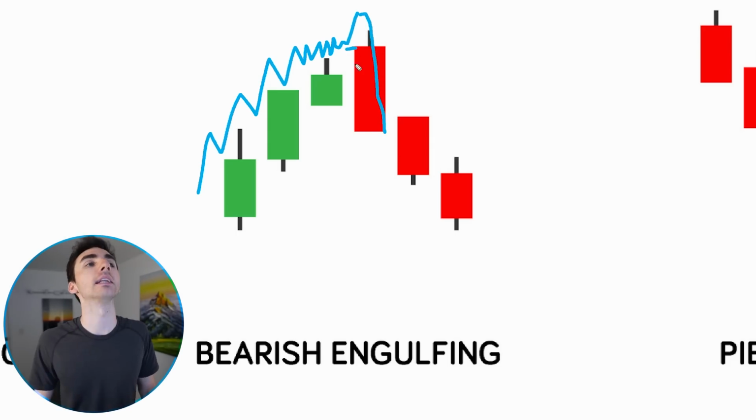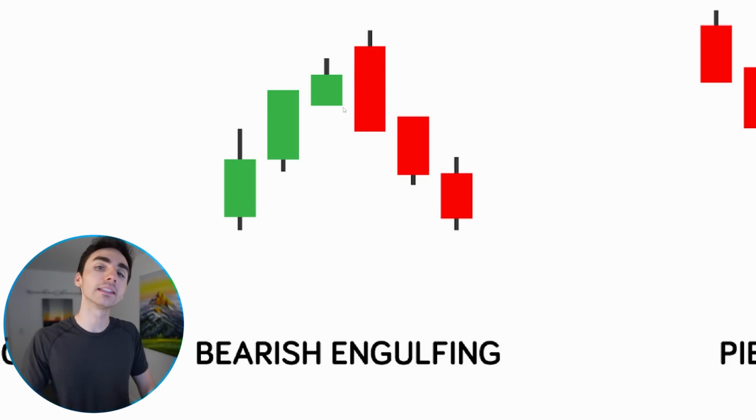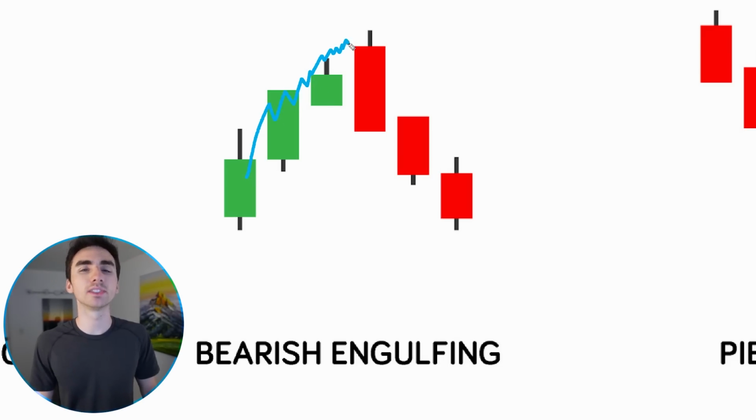It's essentially engulfing the whole previous candlestick. And so what that is trying to tell you is it's a massive switch in momentum. The market kind of slowly goes higher, slows down, loses its upward momentum, and then there's a big switch in momentum to the downside.